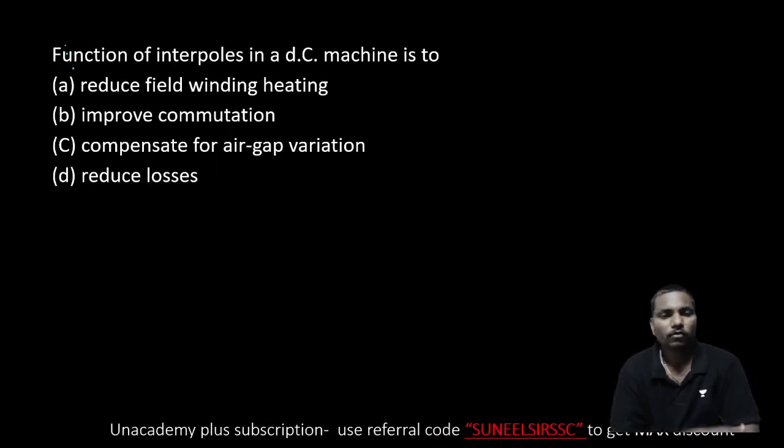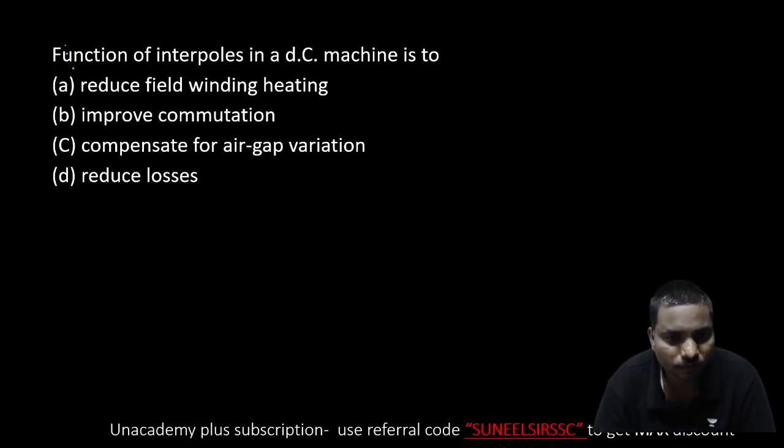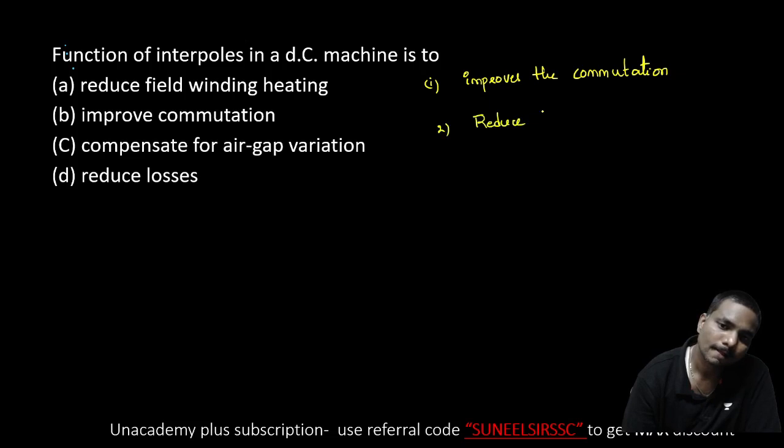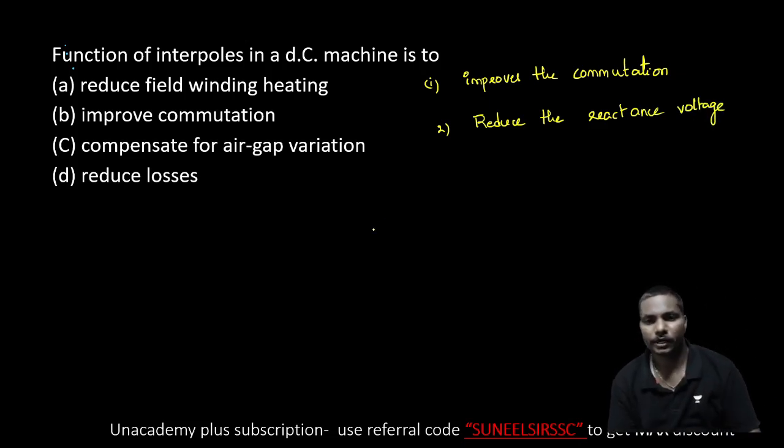Coming to the next one, function of interpoles in DC machine is dash. What is the function of interpoles in DC machine? Reduce field winding heating, improve commutation, compensate for air gap variation, reduce the losses. Interpoles have two purposes. One is it improves the commutation. Second one, it reduces the reactance voltage.